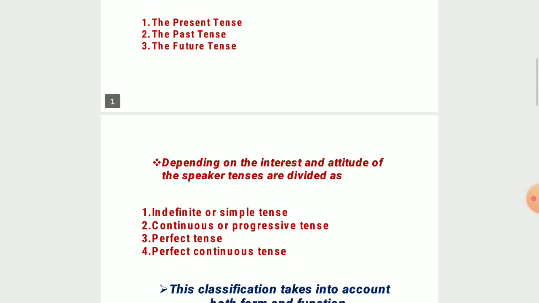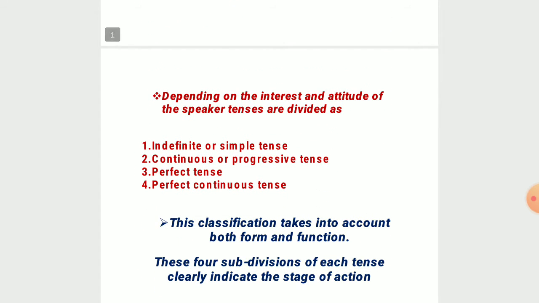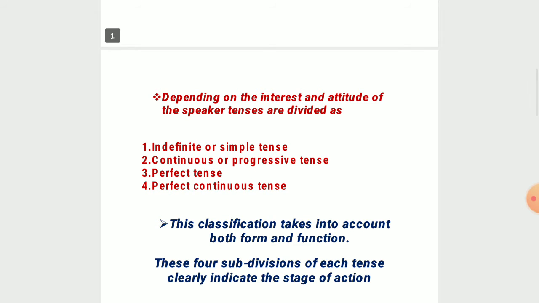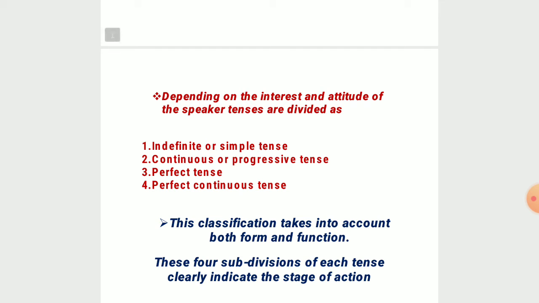Now I am moving on to the next important discussion. Depending on the interest and attitude of the speaker, tenses are divided as indefinite or simple tense, continuous or progressive tense, perfect tense, and last but not the least, perfect continuous tense. Now remember, this division is entirely based on the interest and attitude of the speaker.